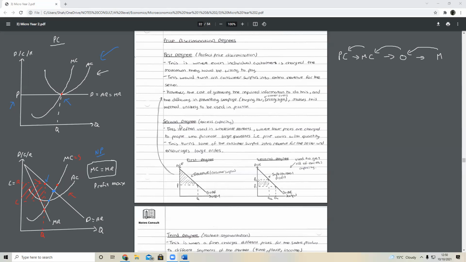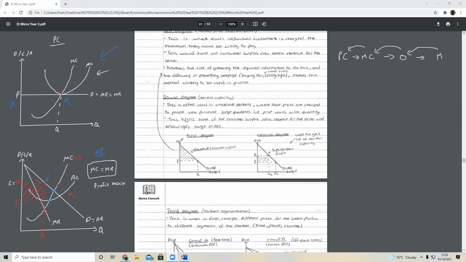Let's look at second degree price discrimination now. This is often used in wholesale markets where lower prices are charged to people who purchase large quantities. So basically like bulk buying. And the price varies with the amount of quantities you buy. So this turns some of the consumer surplus into revenue for the seller and encourages large orders. So this is a good way to get rid of excess capacity.